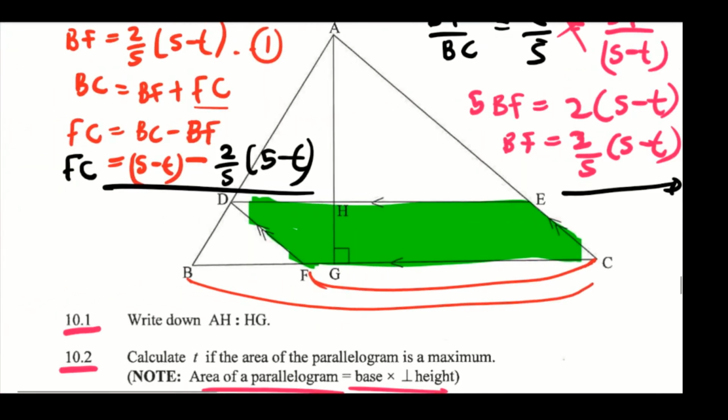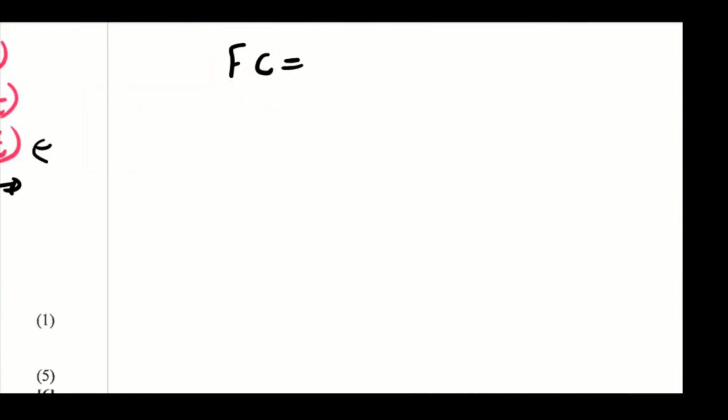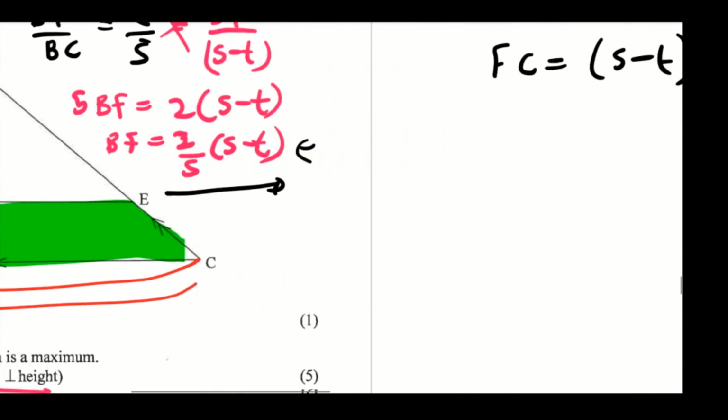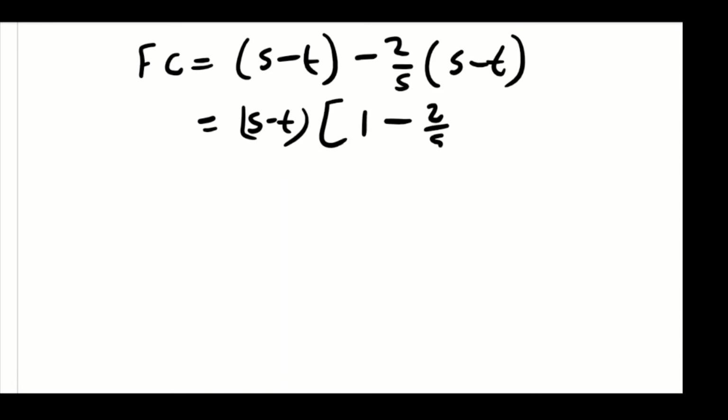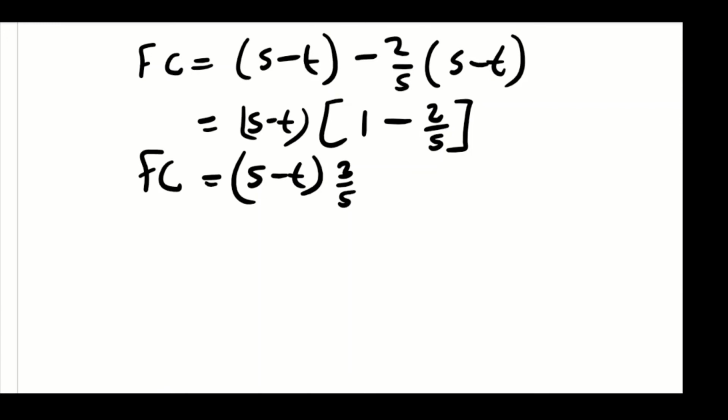But to write it properly here, we can say FC is equal to 5 minus t minus 2 over 5 into 5 minus t. So you're just going to factorize 5 minus t, right, into 1 minus 2 over 5. That equals 5 minus t into, so the 1 minus 2 over 5 will give you 3 over 5. FC is equal to this value here.